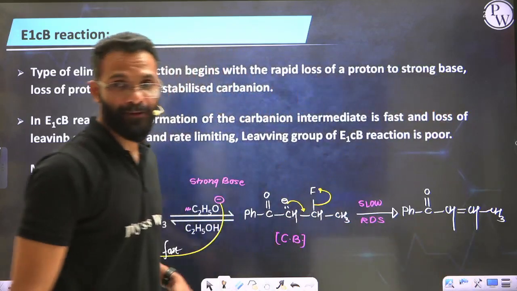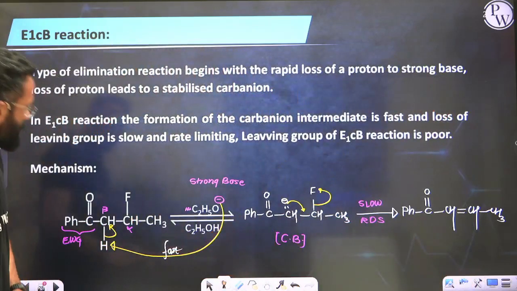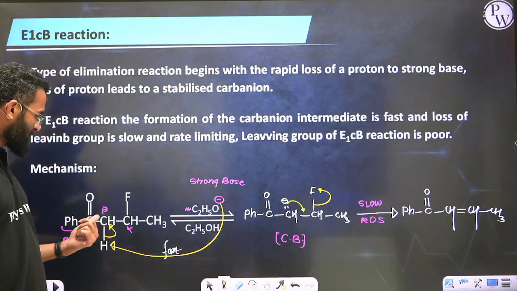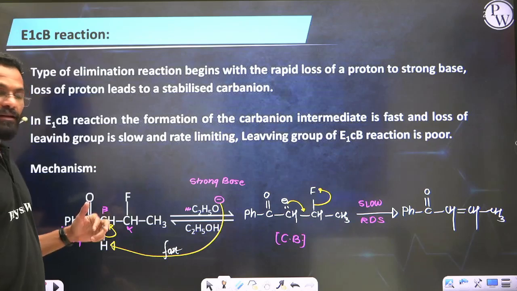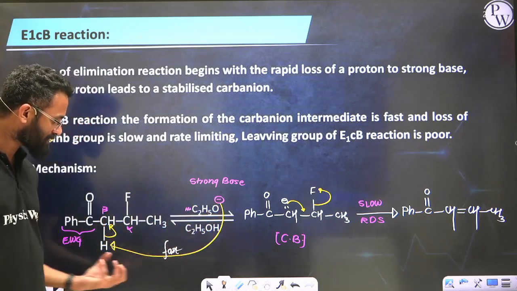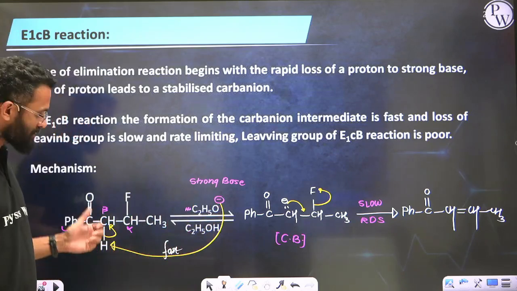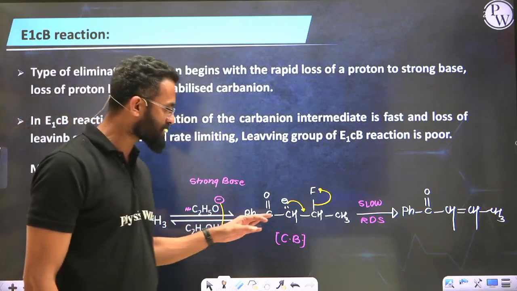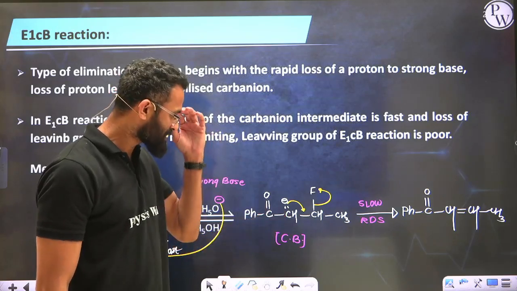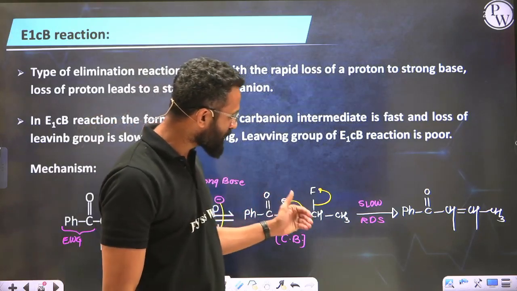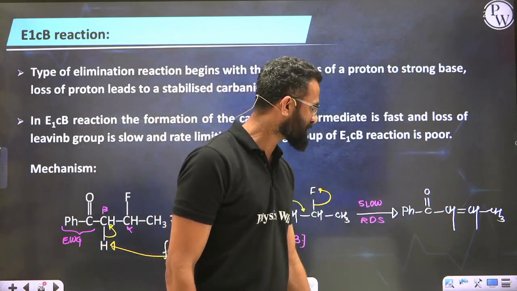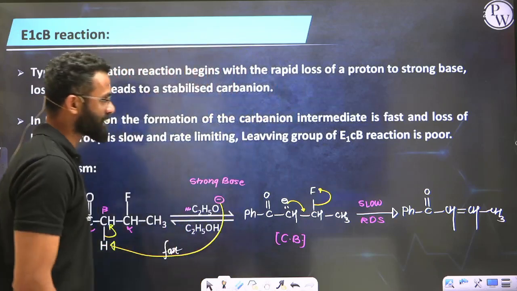Right, everyone? So see what happened. We had a substrate containing a poor leaving group and an electron withdrawing group adjacent to the beta carbon. Another requirement, we needed a strong base because a strong base immediately, fast, abstracts the beta hydrogen atom, resulting in the formation of a stable conjugate base due to the presence of the electron withdrawing group. Such a stable conjugate base then slowly allows the leaving group to leave in a rate determining step to result in the formation of a product.